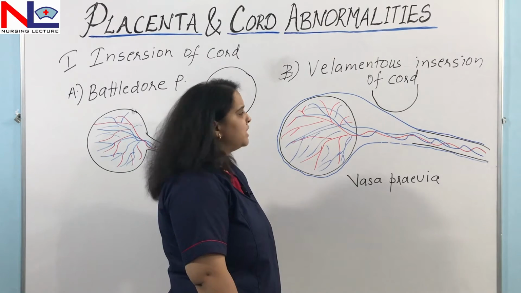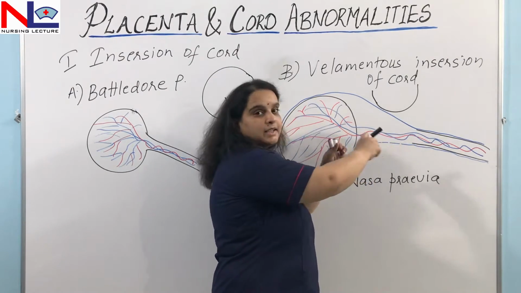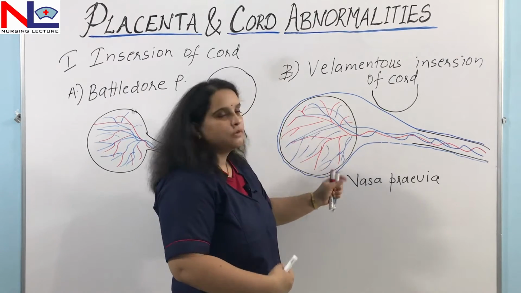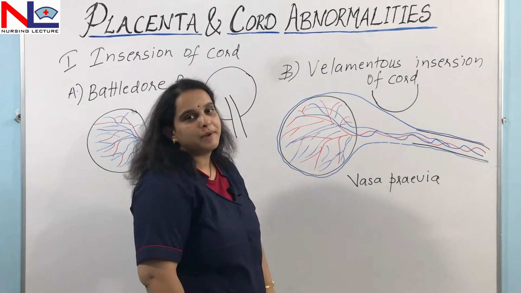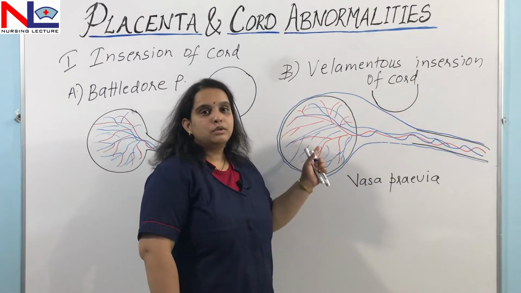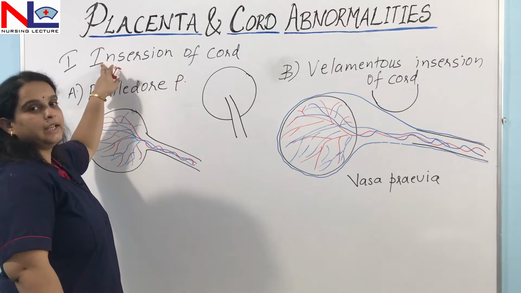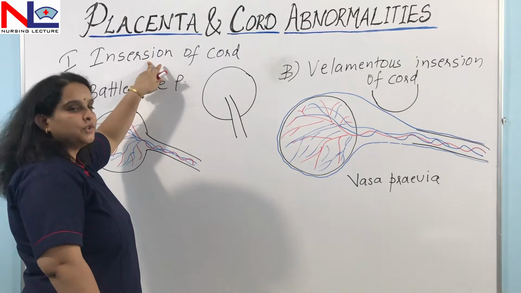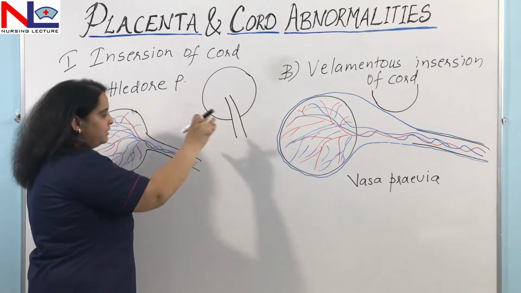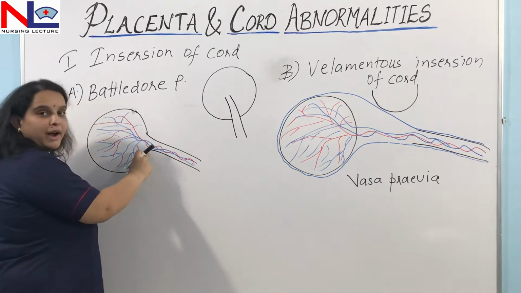fetal death. There may also be a chance of separation of this cord from the placenta, because it arises from a distance. With cord pulling, there is a chance of cord separation from the main portion of the placenta, and if it is low lying then there may be a chance of vasa previa. So this is called the velamentous insertion of cord. Here we have seen the cord abnormality on the basis of the insertion. Normally the cord is inserted through the center part or near the center, but in battledore, like a bat, it is inserted through a margin.